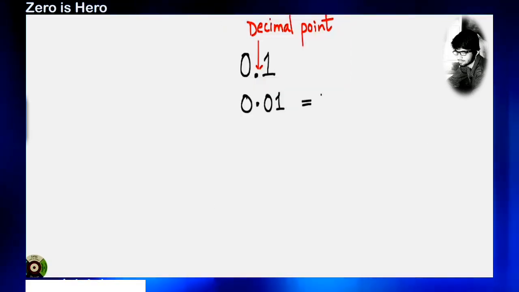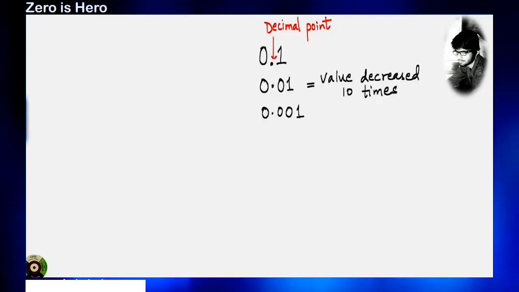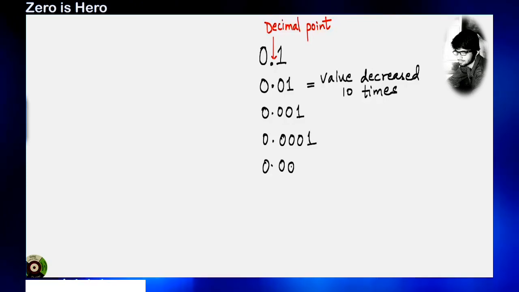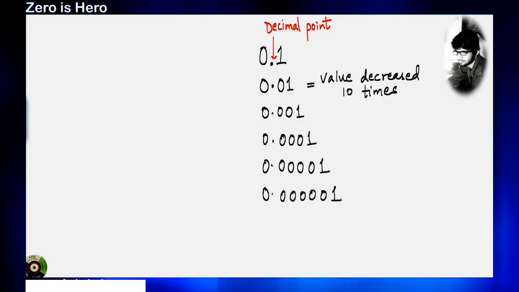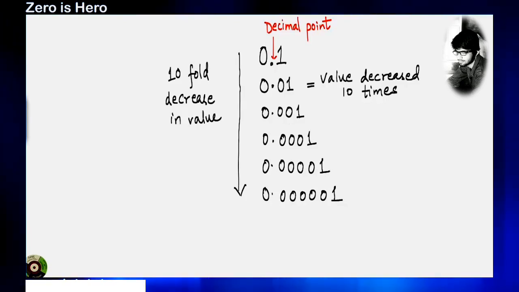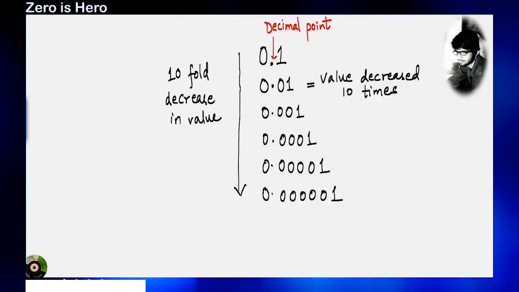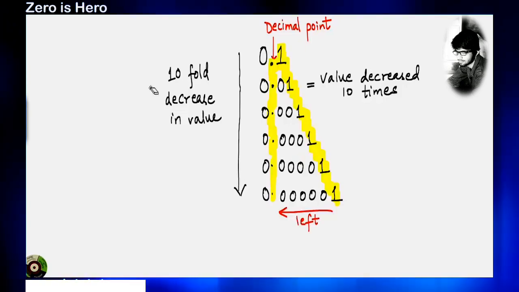If we increase 1 zero, the value is 10 times smaller. And if we keep on increasing the number of zeros after decimal point and before 1, it makes the value of the given number even smaller. So till now we saw the impact of 0 when decimal was after 0.